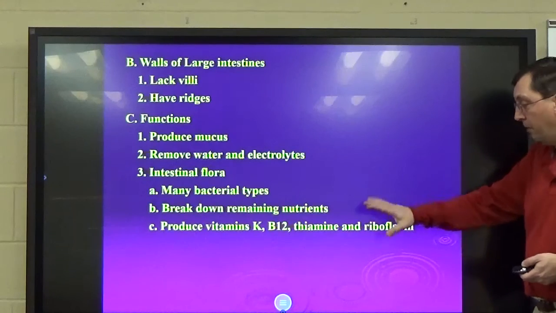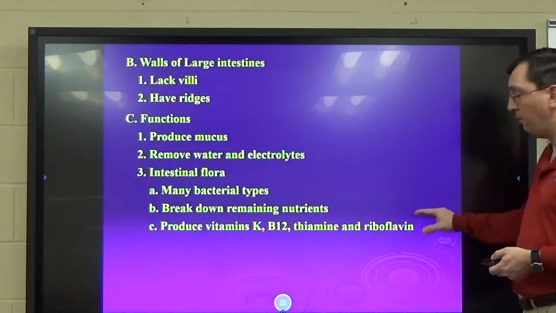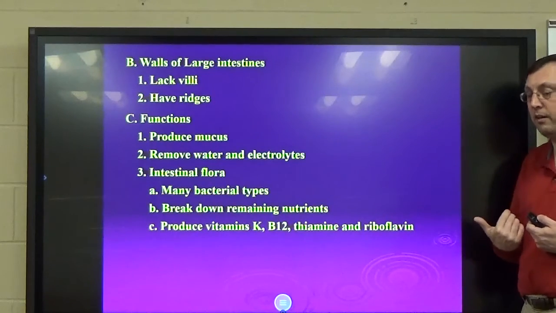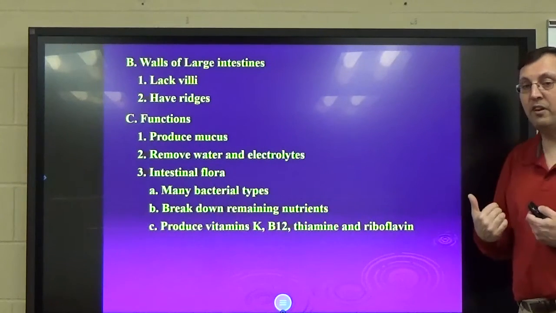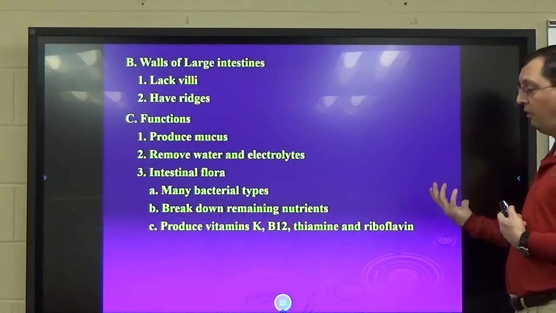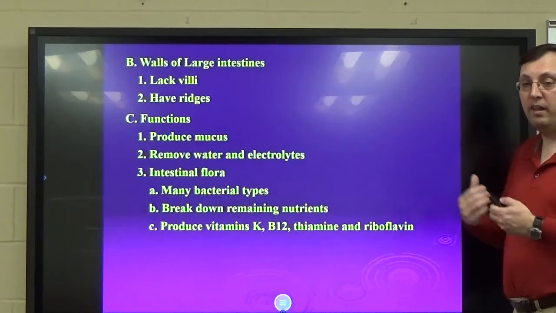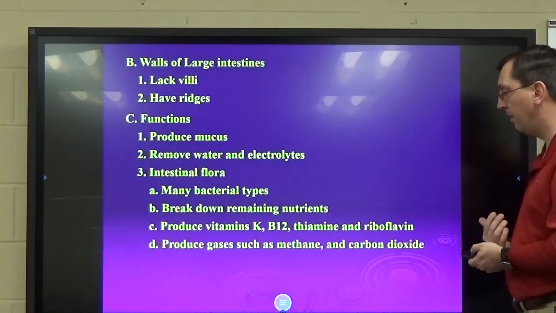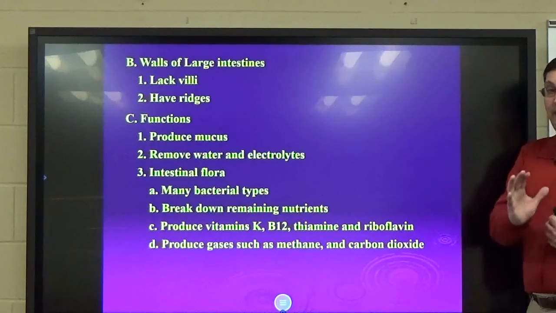These are also going to produce vitamin K, B12, thiamine, and riboflavin. All types of vitamins important for our survival that we ourselves cannot make. Bacteria make them for us as a symbiotic relationship. They're living in us, we're giving them food, they're making these things for us as a way to sort of keep their host alive. They do, however, sometimes produce gases as a byproduct.